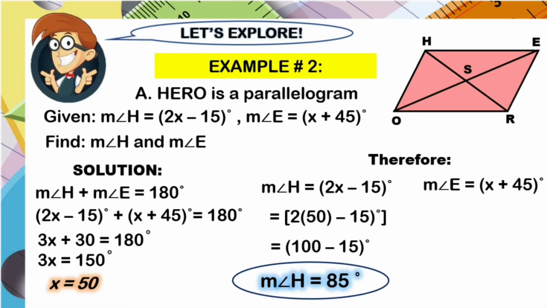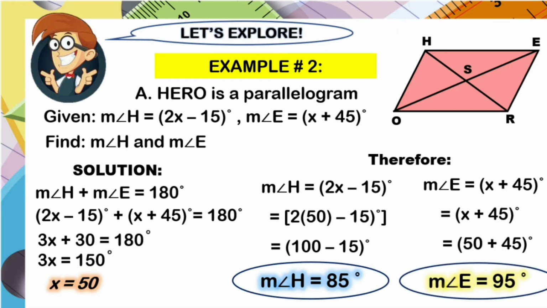Now, let's get the measure of angle E. To solve the given problem, we substitute the value of x to the equation angle E is equals to x plus 45. Thus, we have angle E is equals to 50 plus 45. Simplifying the equation, we have measure angle E is equals to 95 degrees.